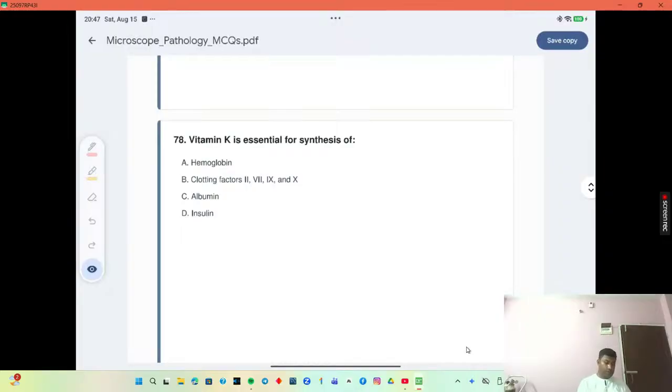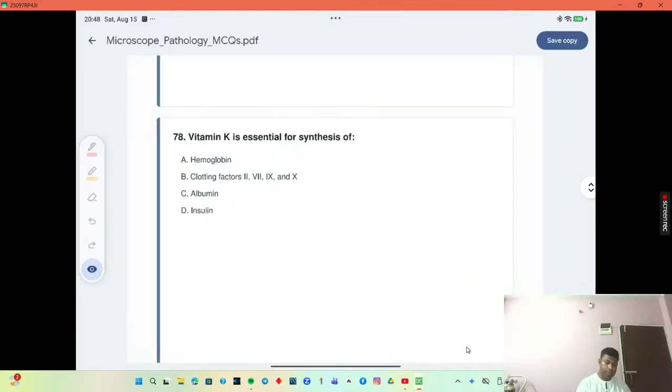Now the next question, I will move to question number 78, and here the question is given as: vitamin K is essential for synthesis of. So, vitamin K is very much essential for the synthesis of clotting factors 2, 7, 9, and 10. Vitamin K helps in the synthesis of clotting factors 2, 7, 9, and 10. I think you are very much clear.